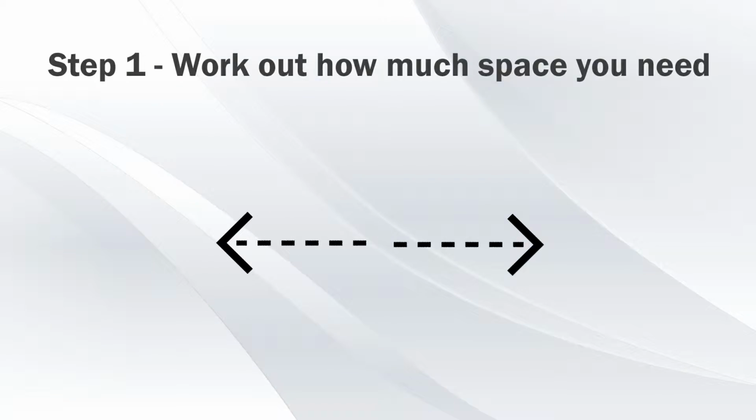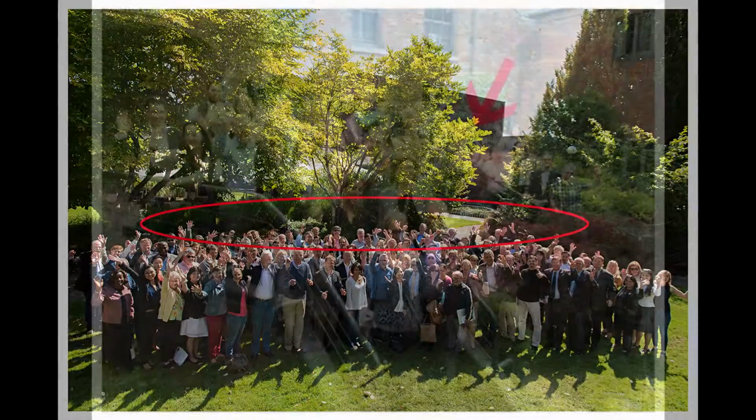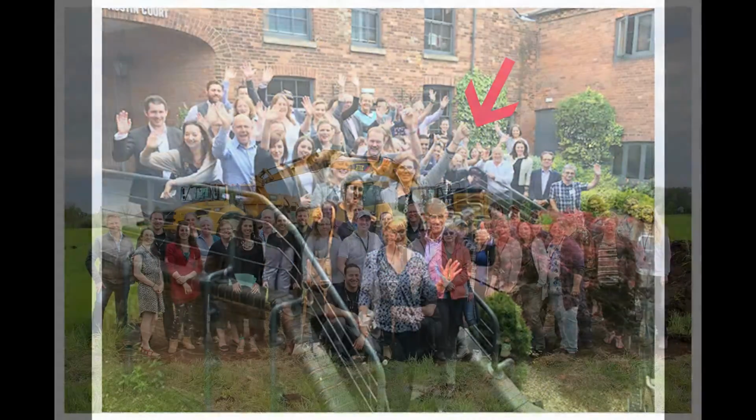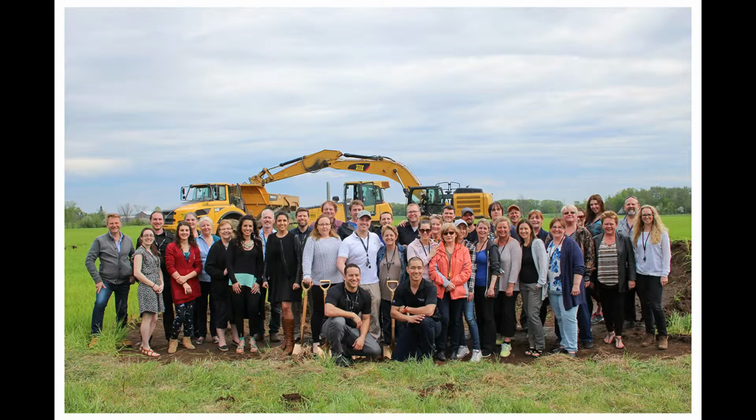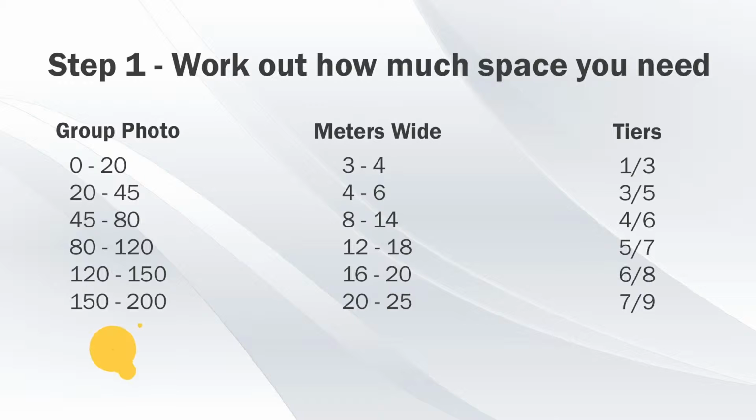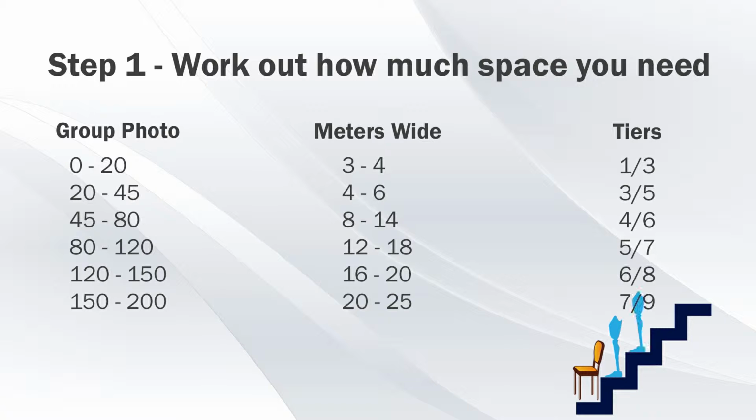Step number 1, work out how much space you need. To avoid the squashed, I can't see the people in the back group photo, make your guests feel comfortable and equally visible. This table relates the group size to the approximate space required from left to right, and how many tiers you will need to see everybody clearly. Tiers could be stairs, chairs, people standing, etc.